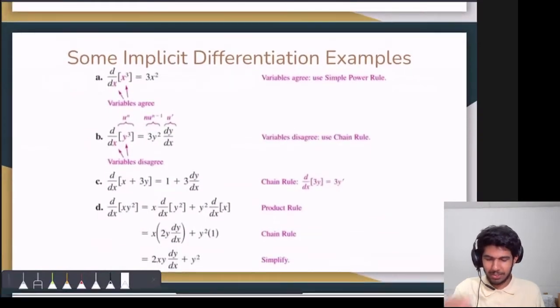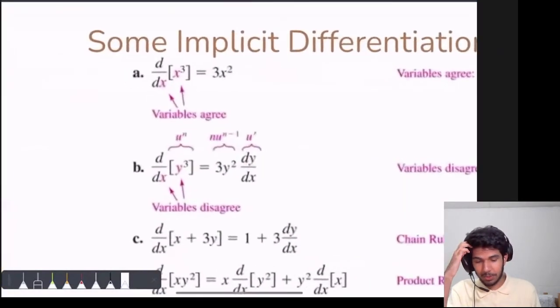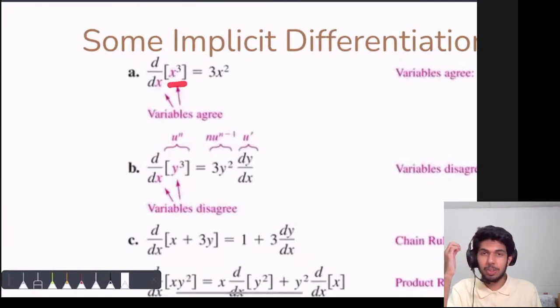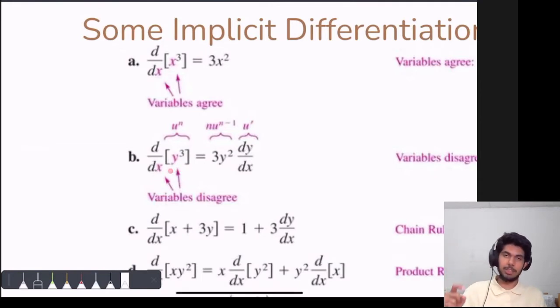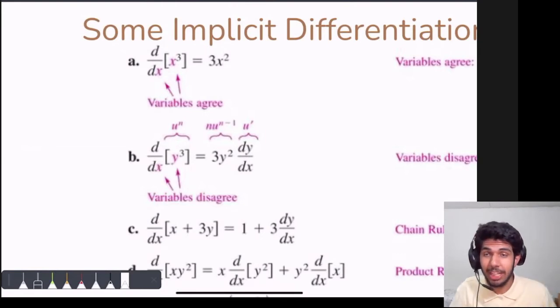So let's take a look at an example here. If f of x equals x cubed, and we want the derivative of that with respect to x, the variables agree. So we can take the derivative as normal, and that's why we use the power rule, 3x squared. Drop down the power, keep the x, decrease the power by 1. Now we want to take the derivative with respect to x of this y cubed term. The variables do not agree here. Different variables. So we can't differentiate like normal, but we will use the chain rule.